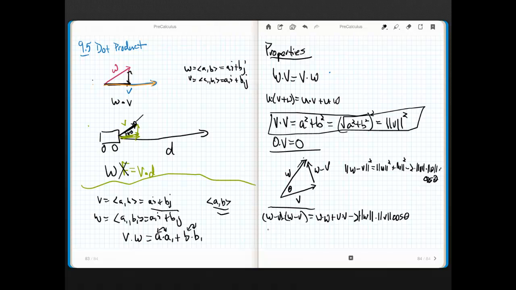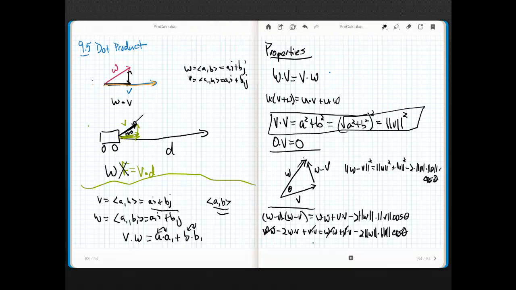So if I'm going to dot W minus V with itself, what I end up with is W dot W, right? Minus, I'm just doing FOIL here, minus 2 W dot V, right? Plus V dot V, which equals W dot W plus V dot V minus 2 times the magnitude of W times the magnitude of V cos theta. Now you can probably see that a couple things are going to happen. Goodbye to W dot W, goodbye to V dot V, right? And what do I end up with? I end up with negative 2 W dot V.